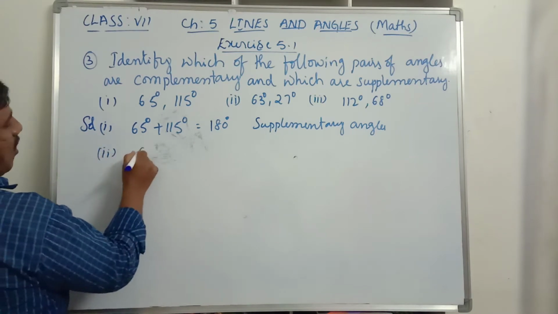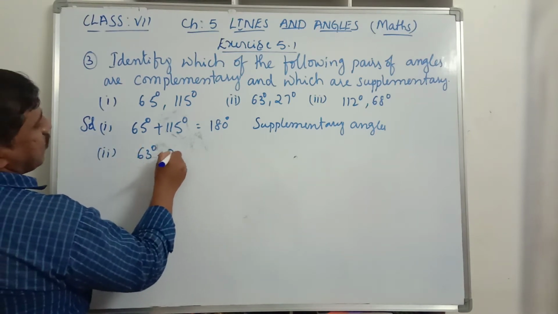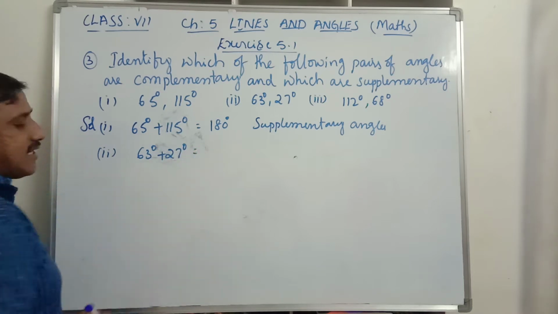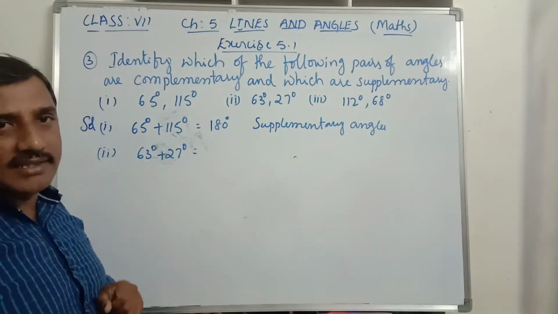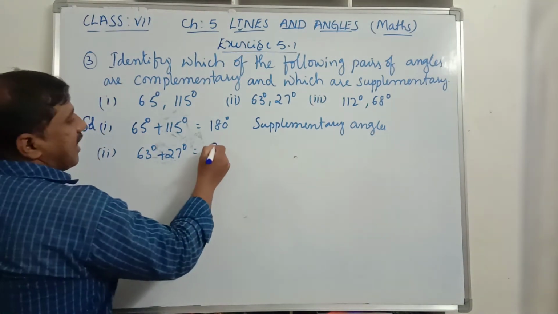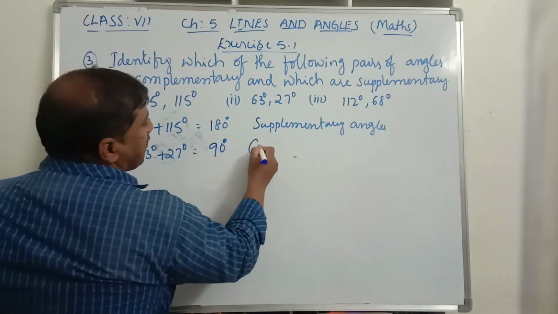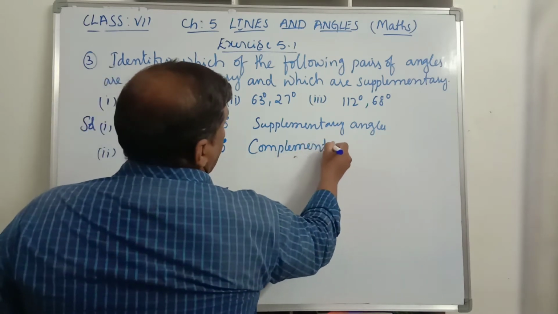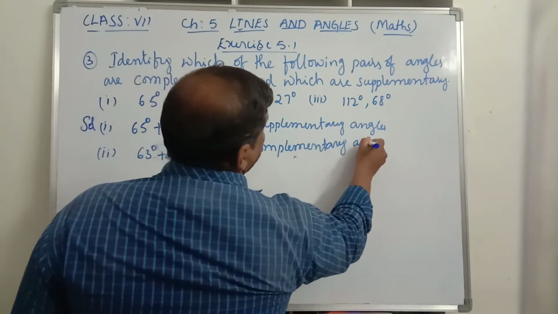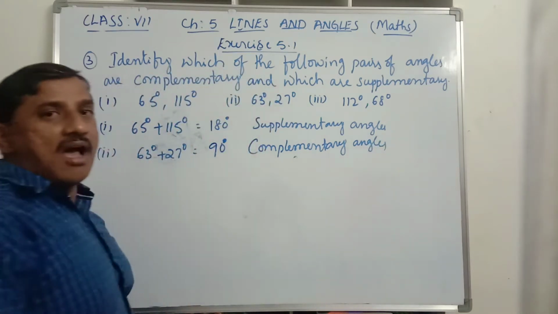Second question we have 63 degrees plus 27 degrees. 63 plus 27: 60 plus 20 is 80, 3 plus 7 is 10, 80 plus 10 is 90. 90 degrees. Therefore, what type of angles? Complementary angles. These angles are known as complementary angles.